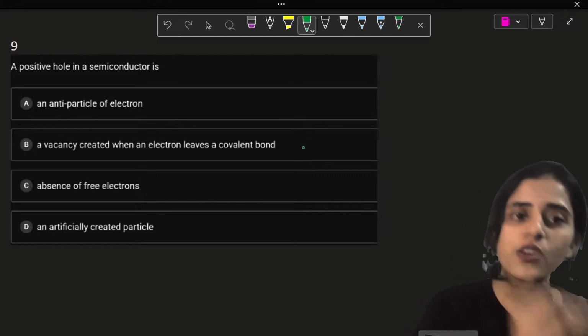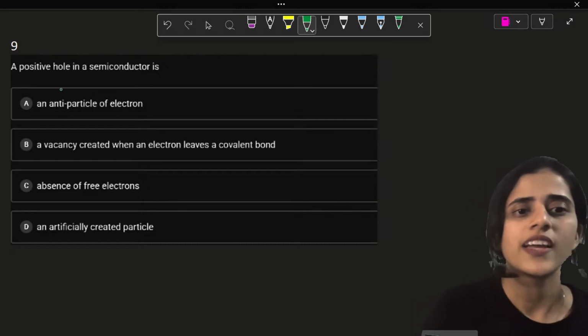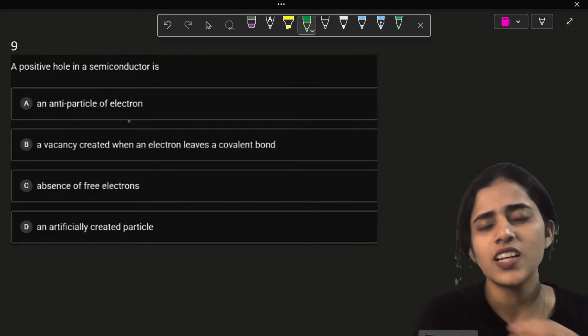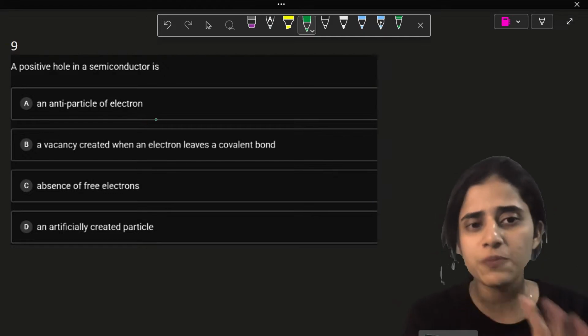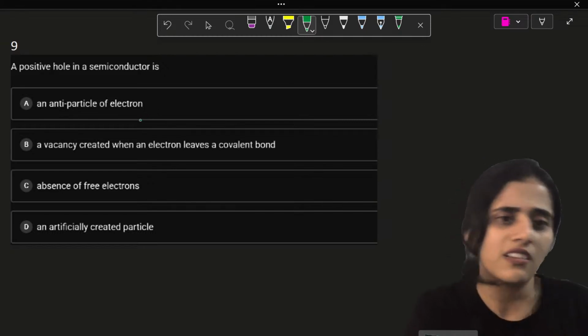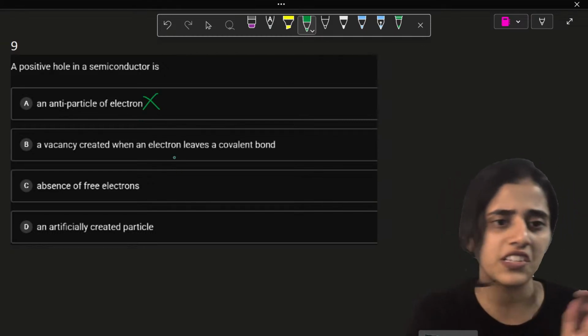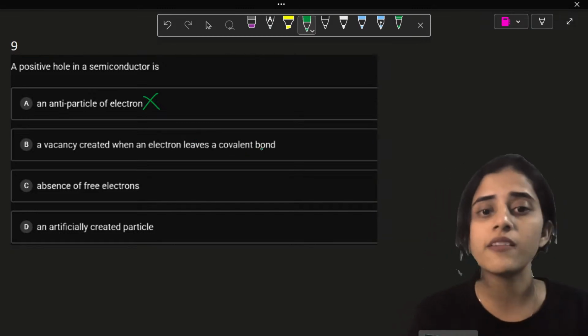Next question. A positive hole in a semiconductor is... What is a positive hole? An antiparticle of electron. I've not heard of electrons having antiparticles, at least not in your PUC. You don't learn about antiparticles, do you? I think this is definitely wrong. A vacancy created when an electron leaves a covalent bond.